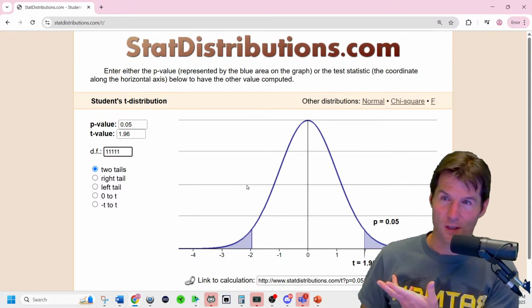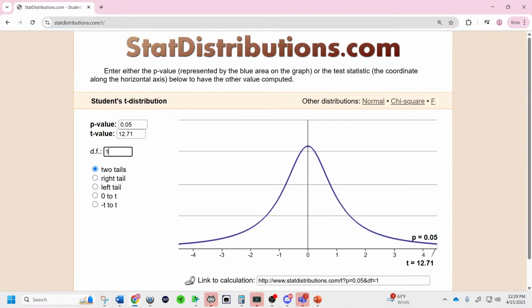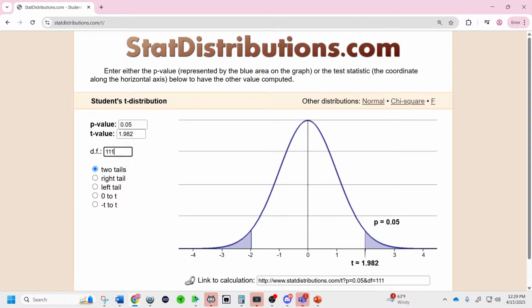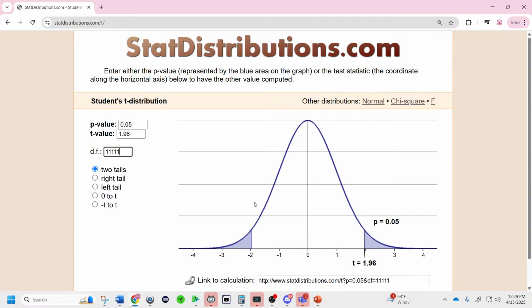So you can see it visually. This is the t-curve, with low degrees of freedom, medium degrees of freedom, higher degrees of freedom, and super high degrees of freedom. As we get more degrees of freedom, the curve becomes more what? Notice it's becoming more normal. It looks just like the normal now.